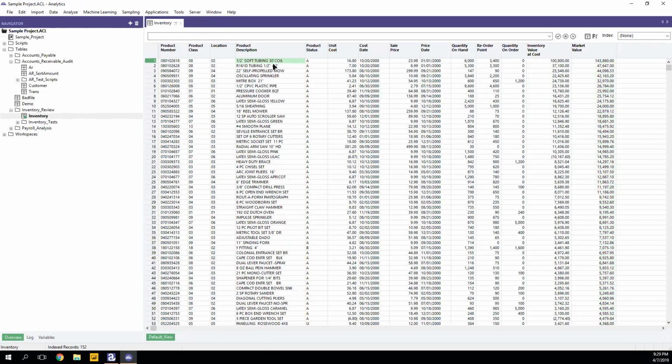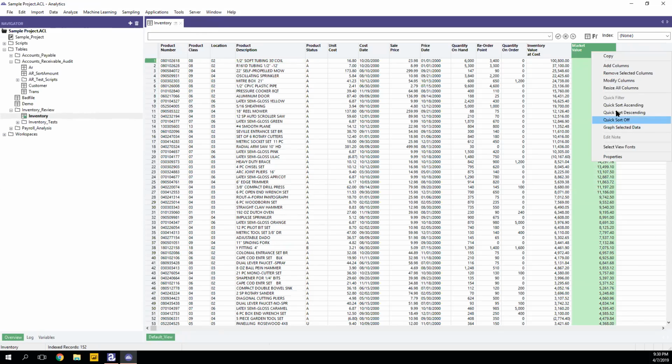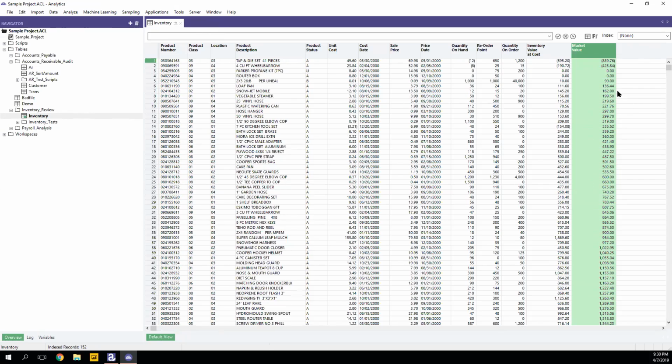1/2 inch soft tubing, 30-inch coil, 30-foot coil. So the 30-foot coil of 1/2 inch soft tubing. And it is worth $143,000. Interesting. It's the biggest ticket item we've got. So that's the highest value. We're probably going to go verify that that thing exists. And if we go the other way, negative 839.